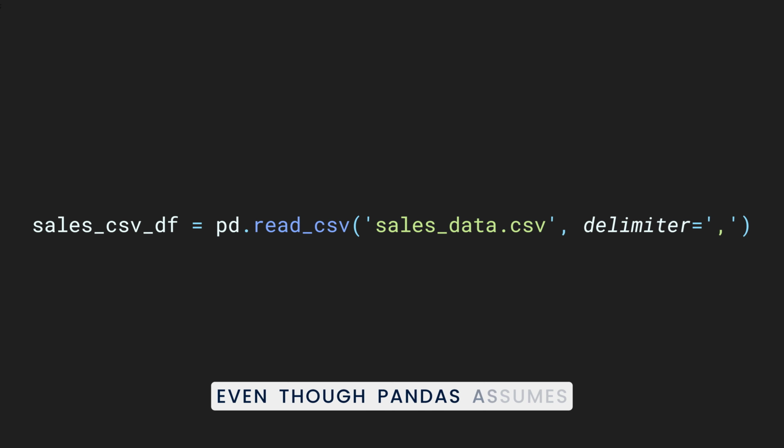Even though Pandas assumes commas by default, it's a good habit to specify the delimiter yourself. This is especially important when working with data that might use tabs, semicolons, or other characters to separate values. Now let's look at how to tell Pandas which row contains the column headers.